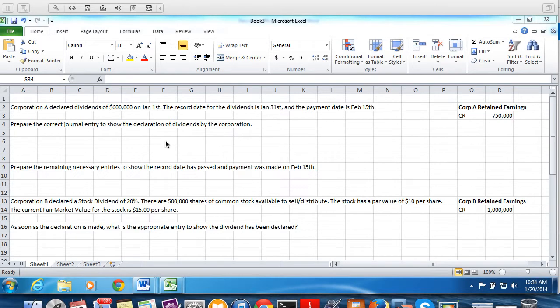Okay, so let's go over some of these example problems. For the first one, Corporation A declared dividends of $600,000 on January 1st. The record date for the dividends is January 31st, and the payment date is February 15th. Okay, and we'll talk about the retained earnings in a minute, but first let's just concentrate on these first couple of questions. Prepare the correct journal entry to show the declaration of dividends by the corporation.